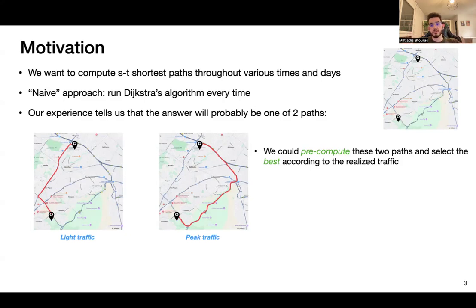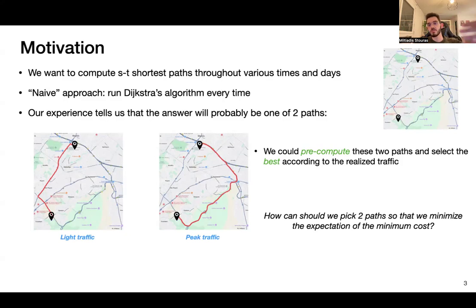So the algorithmic question is how to identify these two paths, right? For every future instance, the cost of our selection is going to be the minimum of the costs of the two paths. So essentially, we want to pick these two paths so that we minimize the expectation of the minimum of the two costs, right? And so this objective is pretty fundamental, and it arises also in applications other than speeding up algorithms.